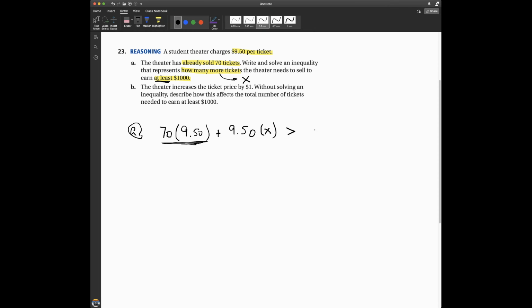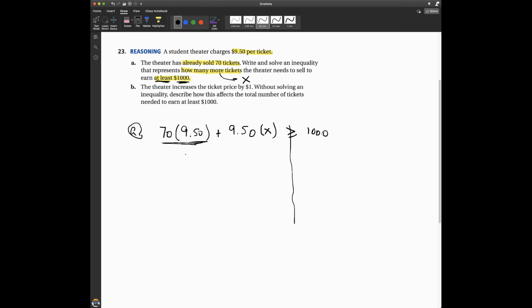So it can be greater than $1,000, but it could also be equal. At least includes the $1,000. So it could be perfectly fine to sell enough tickets so that I make just exactly $1,000, but it's okay to make more. So let's go ahead and do this.